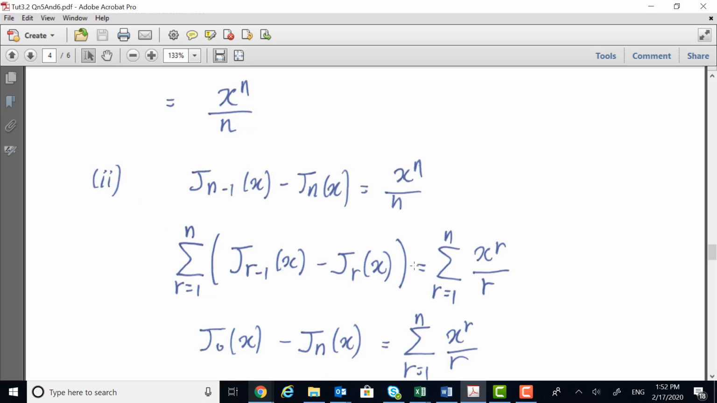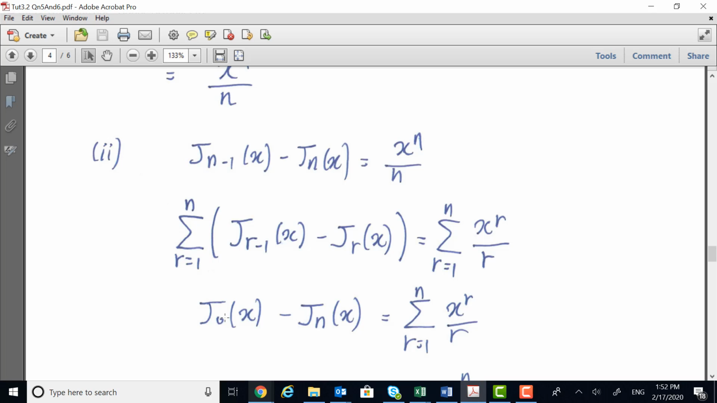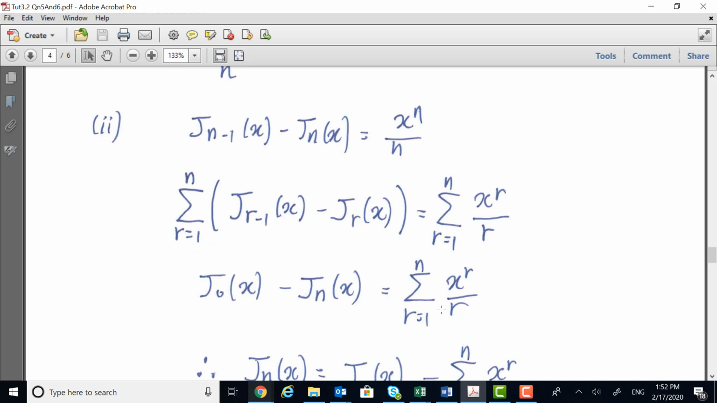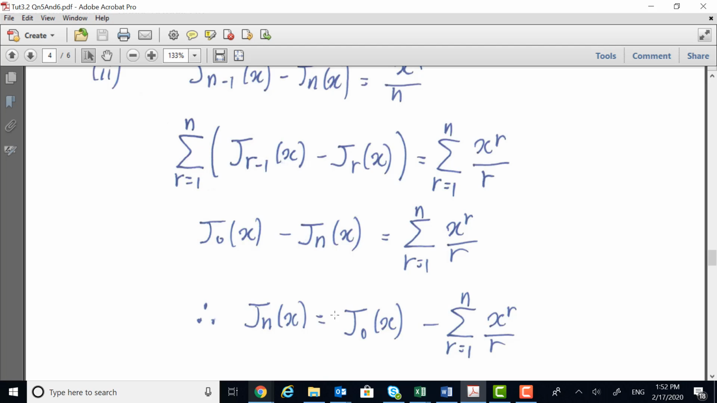If you actually list out the left hand side and do the cancellation, you find that you'll be left with only J_0 and J_n. So we have proven that J_0 minus J_n is equal to the summation, and this is the expression that they want: J_n is equal to J_0 minus a certain polynomial of degree n.